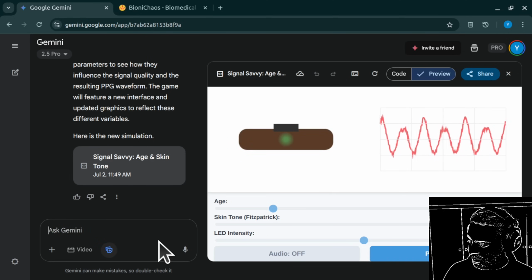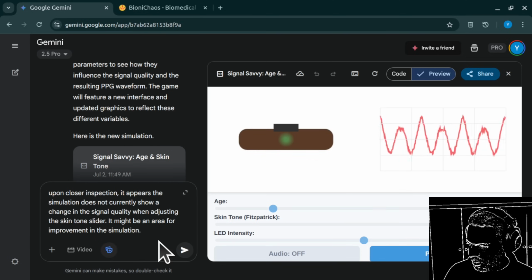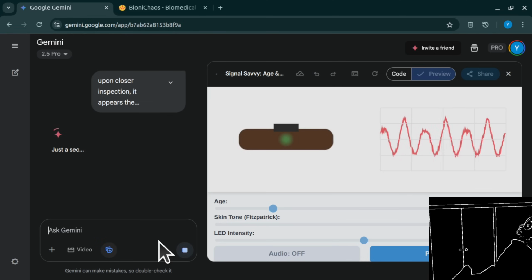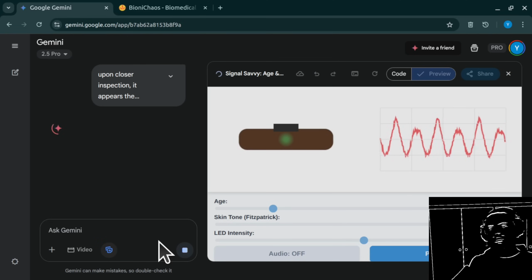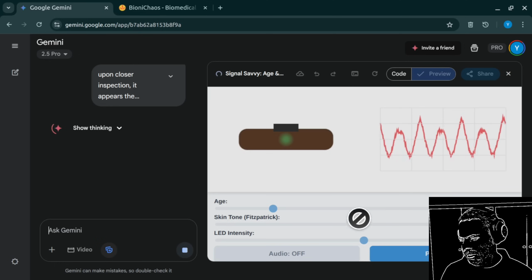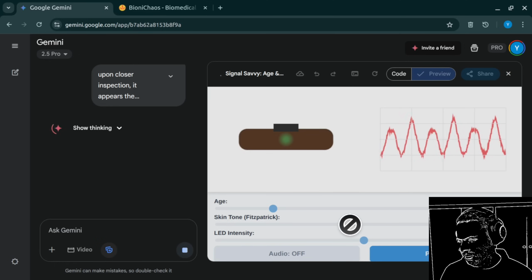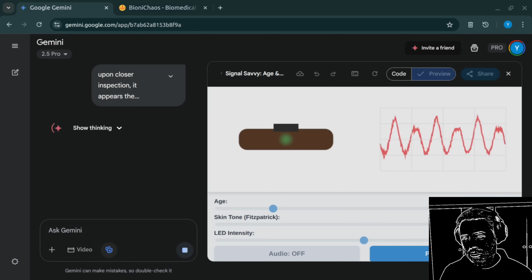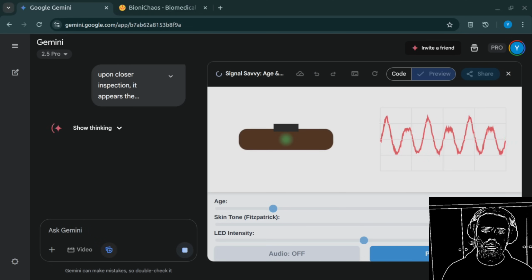And what else would you improve about the simulation? To improve the simulation, it would be helpful to make the skin tone slider actually affect the PPG signal quality, as expected, reflecting the impact of different skin tones. Additionally, incorporating variations in other factors, like peripheral perfusion or sensor placement, could make the simulation more realistic.